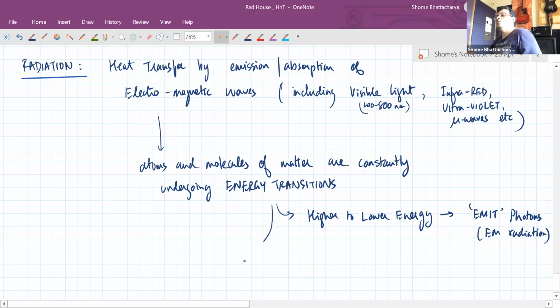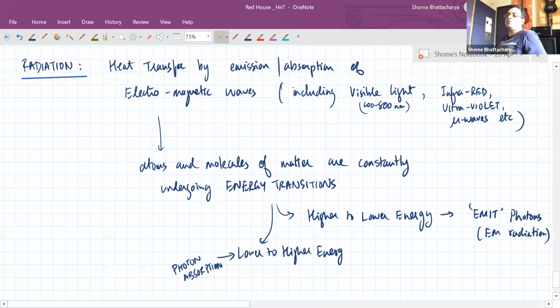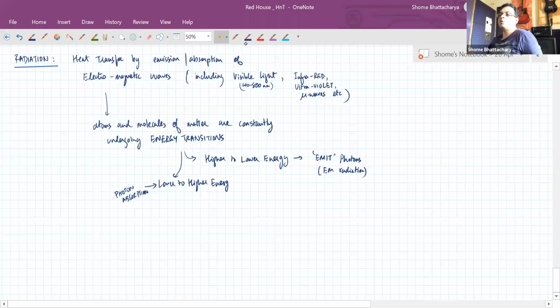When they tend to undergo lower to higher energy state, this occurs because of photon absorption. An atom or a molecule will absorb a photon to transition from a lower energy state to a higher energy state. Similarly, it will emit a photon to undergo transition from higher energy state to lower energy state. Now, these transitions are constantly happening all the time, driven by probabilistic factors.